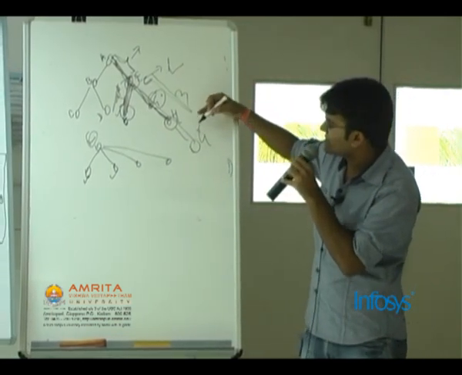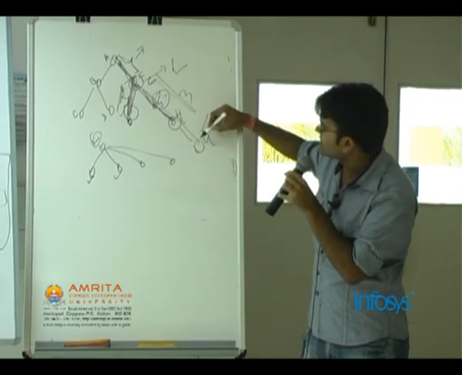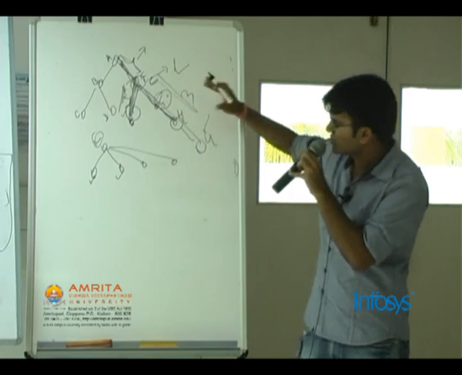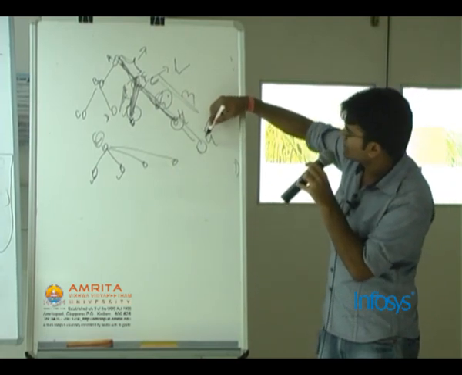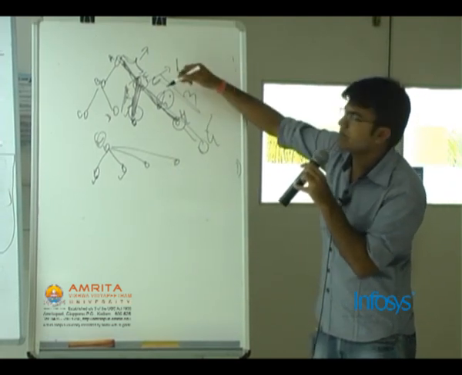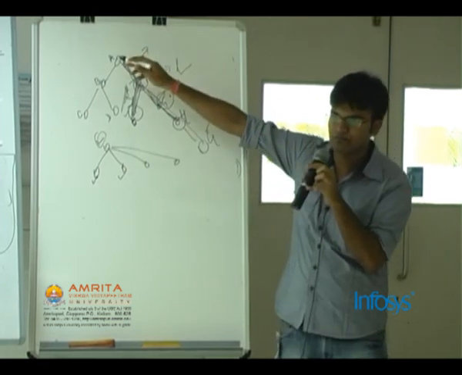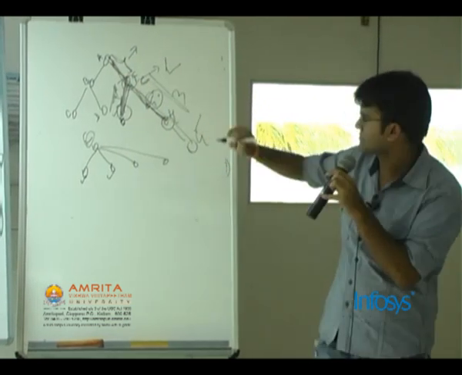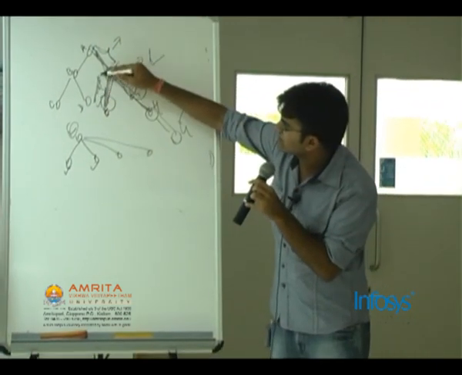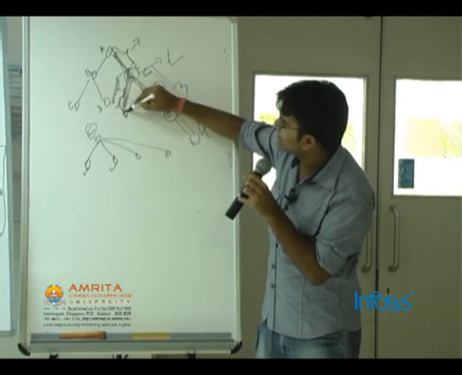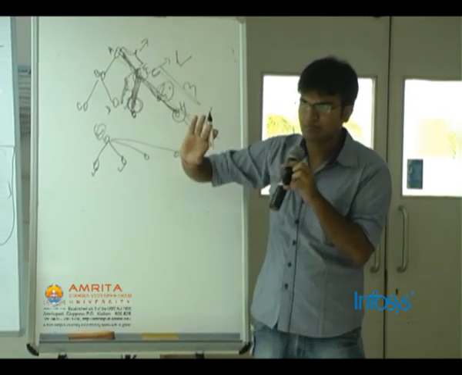So now my query becomes: once I know which part k lies in, what is the kth node on my path from this node to the root? Let's say my k lies here, so I want to know what is the kth node when I travel from this node to the root.